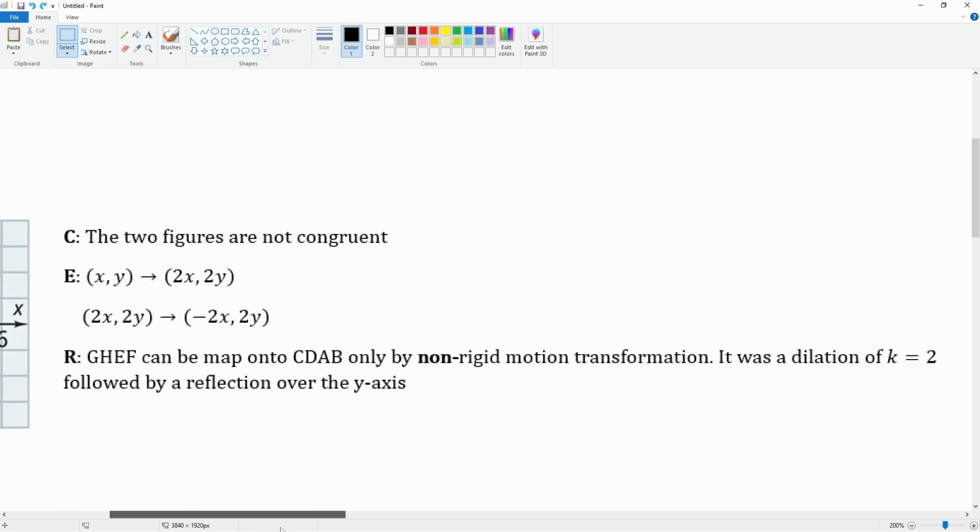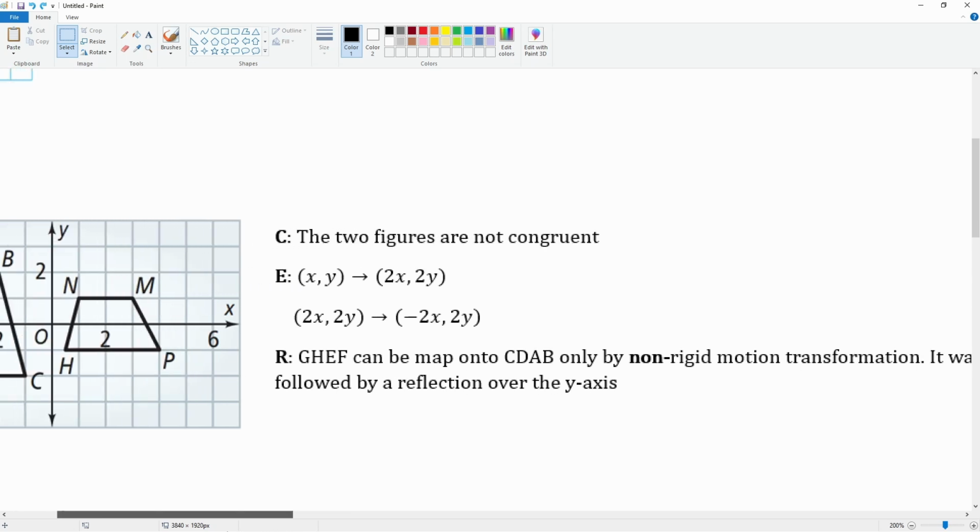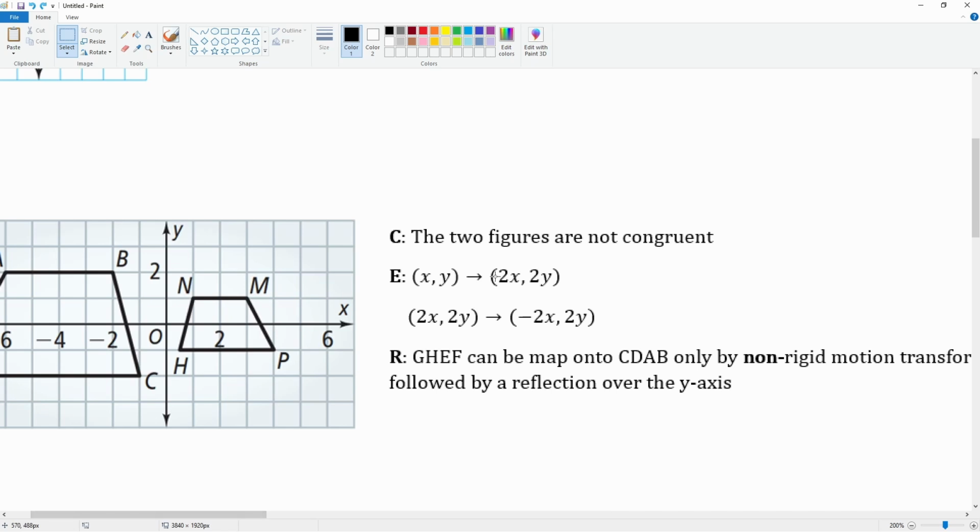It was a dilation of k equals 2, followed by reflection over the y-axis. That 2 in front of the x and the 2 in front of the y represents the scale factor of 2. Then made the x a negative to show the reflection over the y-axis.